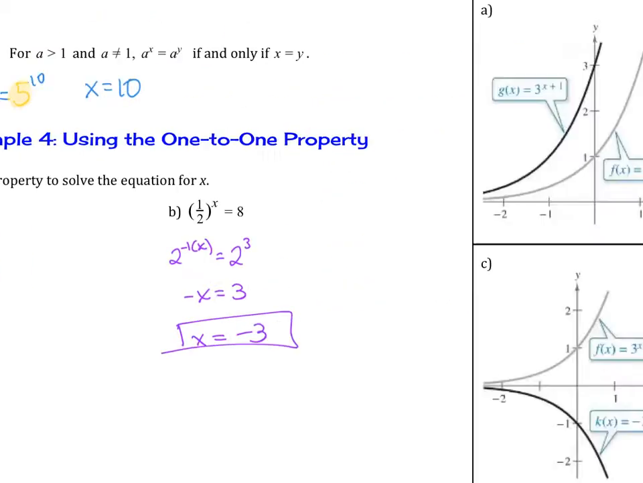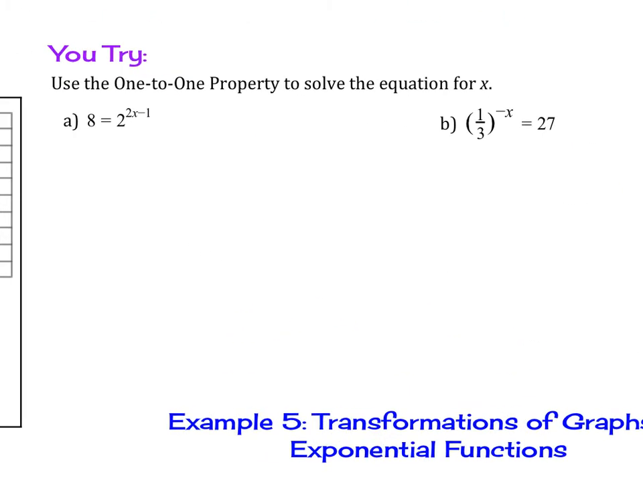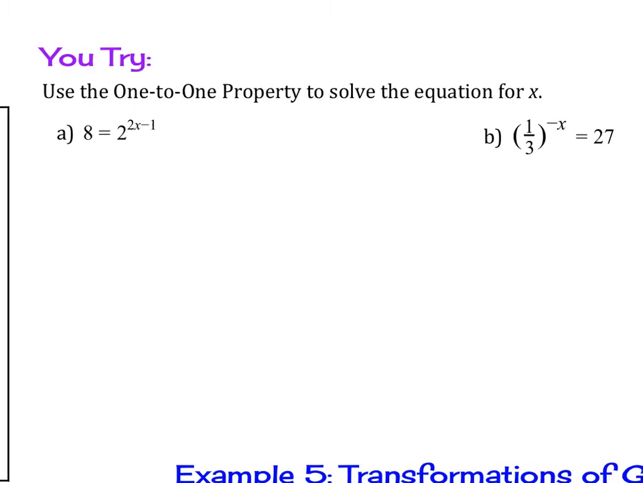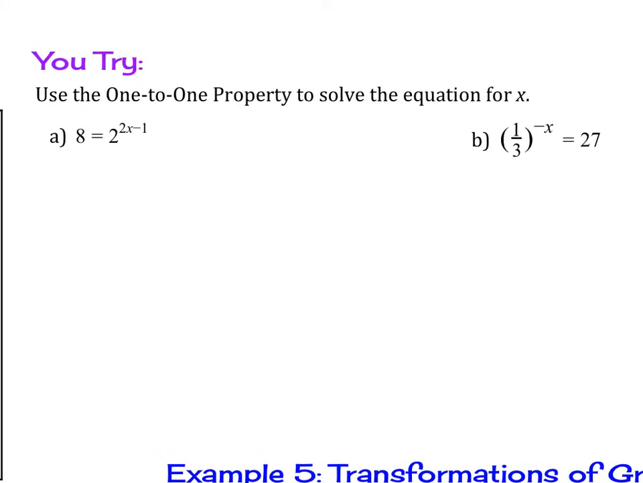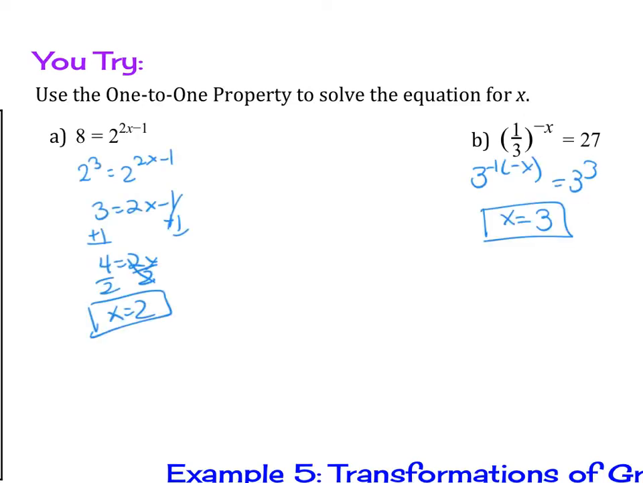I want you to go ahead and try this example up here. Use the one-to-one property to solve the equation for x. Pause the video and try it out. If you tried this out, you would have gotten 2 for letter A, and for letter B you would get a positive 3. Remember, negative times a negative is a positive.